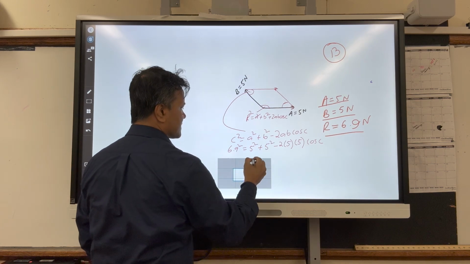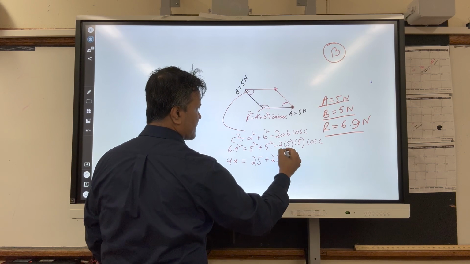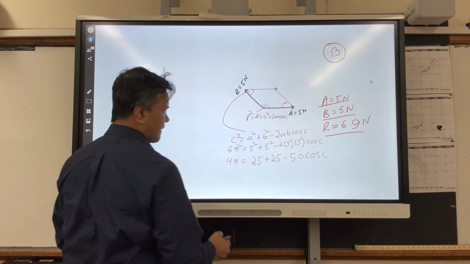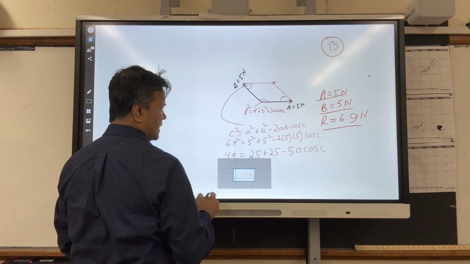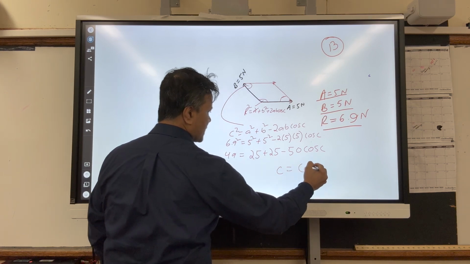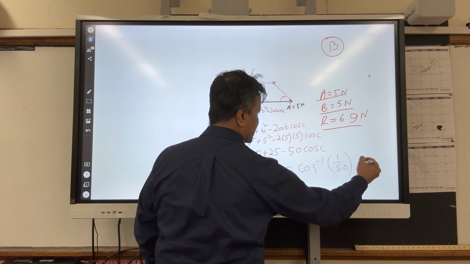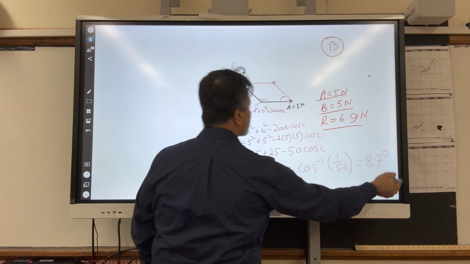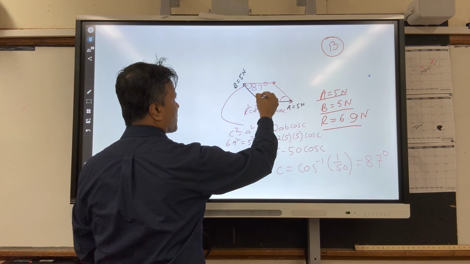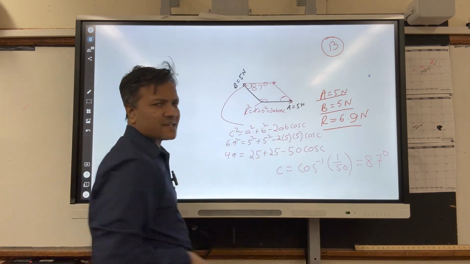This is 25, this is 25, this is 50 cosine c. All right, so I have c is cosine inverse 1 over 50, and that is 87. So this is 87 degree. Okay, this is probably 93 degree. I did not ask you this one. This is 87 degree. That's what I asked.